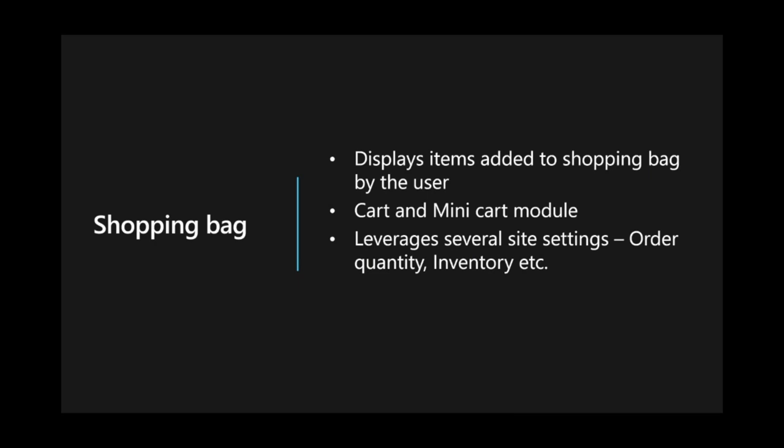It also allows you to apply codes. It has a bunch of additional features, such as you can add a store selector module to your cart, and you can choose between shipping and pickup in store. You can add to wish list. You can remove an item from a cart. You can change quantity. All the stuff that is supported by a typical shopping bag will be available through the cart module. And similar to Buy Box, cart also leverages several site settings, such as order quantity, inventory, etc.